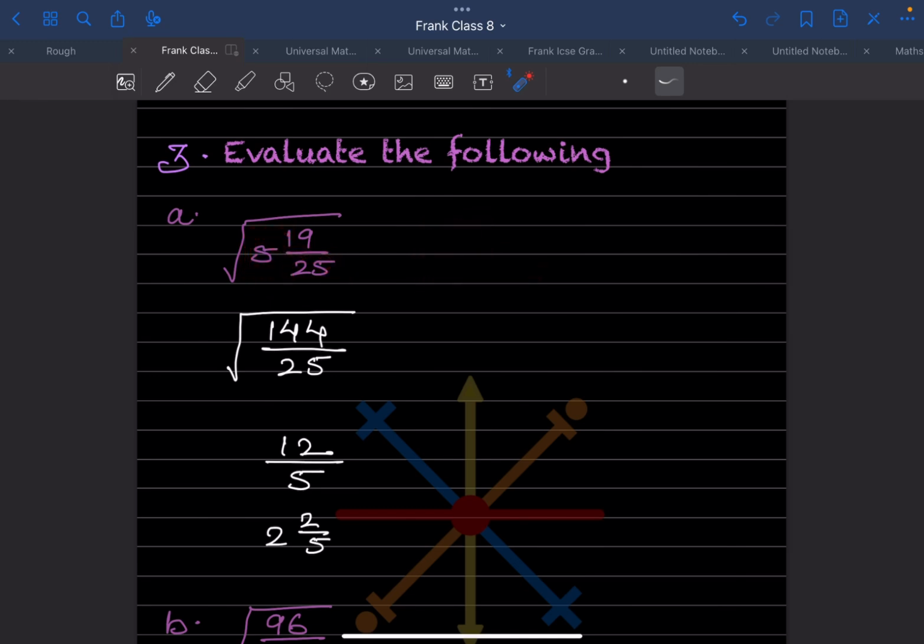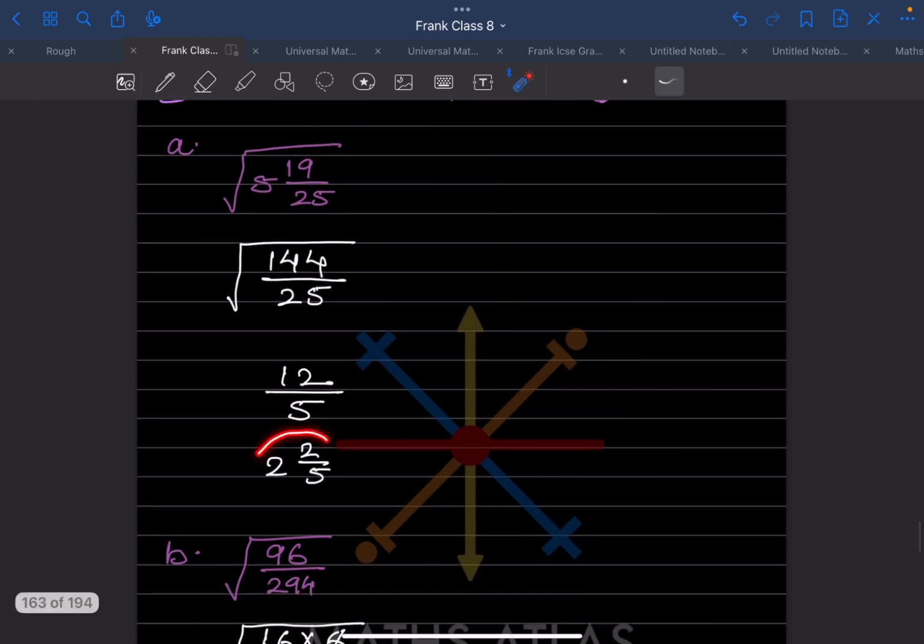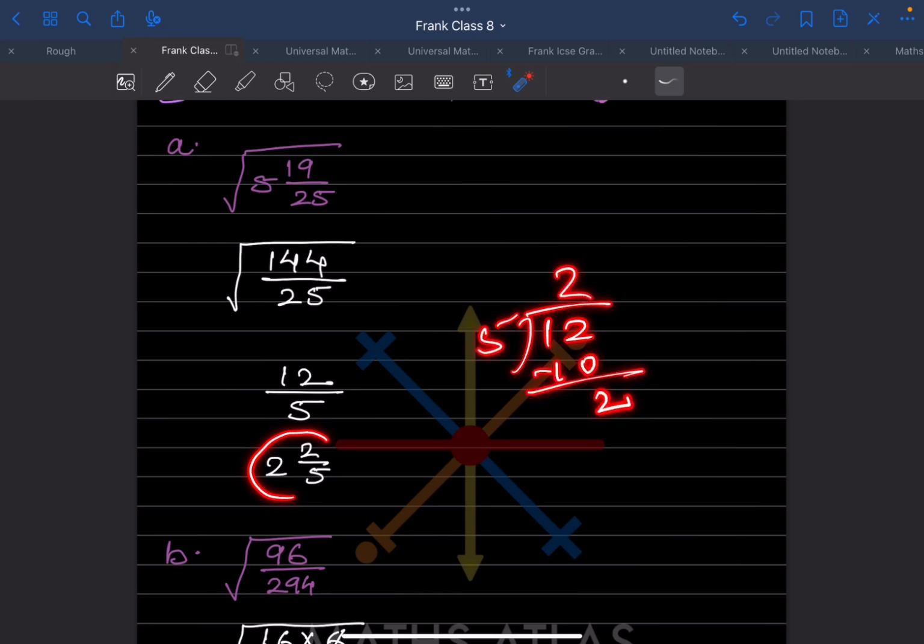Now you can use one more step. If you don't know the perfect roots directly, you can write this one step. So the square root of 144 is going to be 12 and the square root of 25 is going to be 5. Now again you can see this is an improper fraction because the numerator is bigger than the denominator. So you will make it a mixed fraction. 12 divided by 5: 5 2s are 10. So this one will be 2 integers 2 by 5.